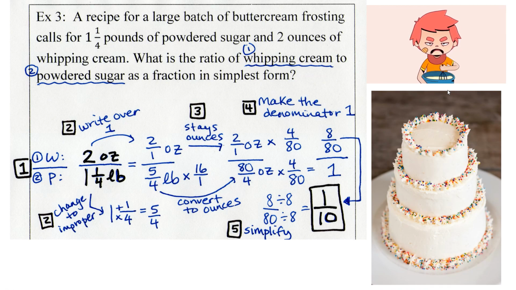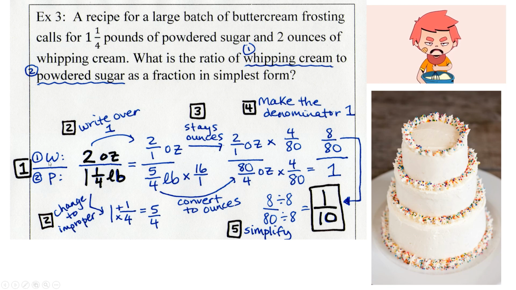Okay, example 3. A recipe for a large batch of buttercream frosting calls for 1 1/4 pounds of powdered sugar and 2 ounces of whipping cream. What is the ratio of whipping cream to powdered sugar? So on this problem, the whipping cream needs to be first, but up here it's listed second, so you have to be careful. So the 2 is in the numerator and the 1 1/4 is in the denominator.